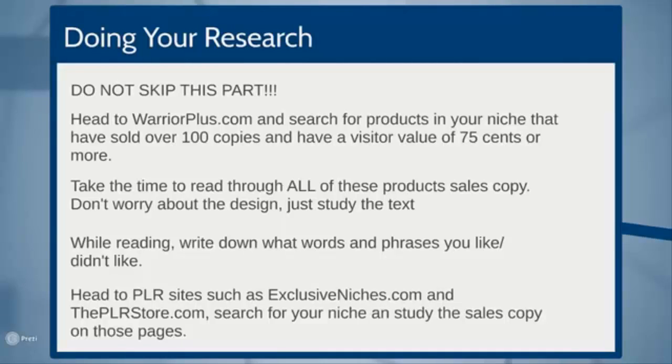So go ahead and take time to read through basically as many sales copies as you want. Don't worry about the design, just study the text, okay? So whenever you see a product that's sold over 100 copies and has a visitor value of 75 cents or more within your niche, go ahead and read through that. And while you're reading through it, I want you to take note of words and phrases that you liked and didn't like. So while you're reading it, something they said might have sparked your attention, and that's obviously a good thing. You want to grab the attention of the potential customer. Or they could have said something that you didn't really like at all. So, go ahead and write these things down. This is all part of the research.